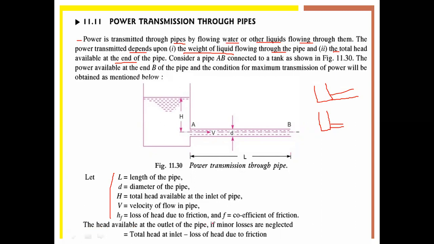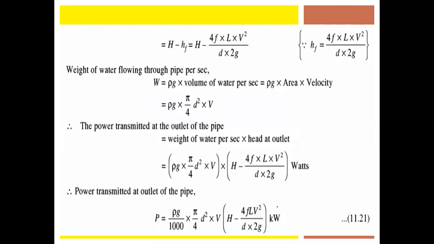So the head available at the outlet of the pipe, with minor losses neglected, is the total head at the inlet minus the loss of head due to friction. Taking this equation, H minus HF is equal to capital H minus this value, the friction formula, which you already know.